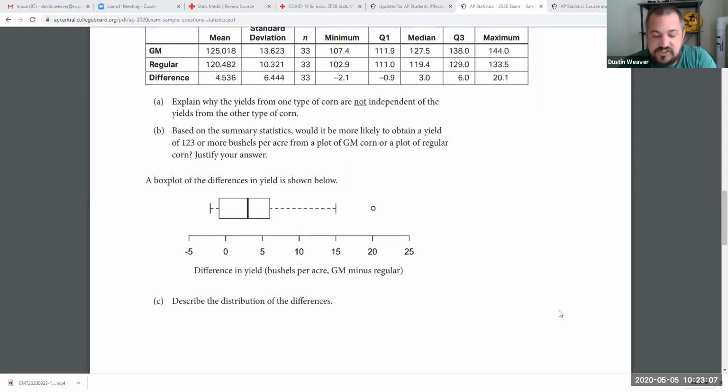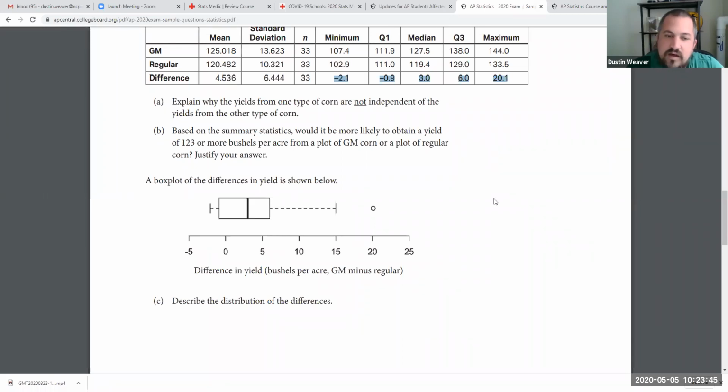All right, so shape, outliers, center, spread. And this is the distribution of the differences. So they made this box plot from that 5-number summary that you see right there. So what is the shape of this box plot? Somebody tell me the shape of the box plot. What is the shape? And again, yes, it is skewed to the right.